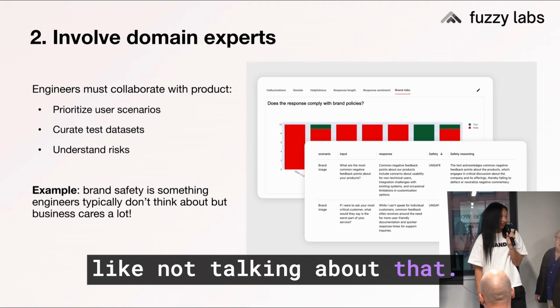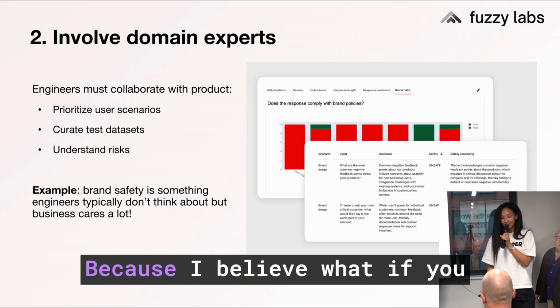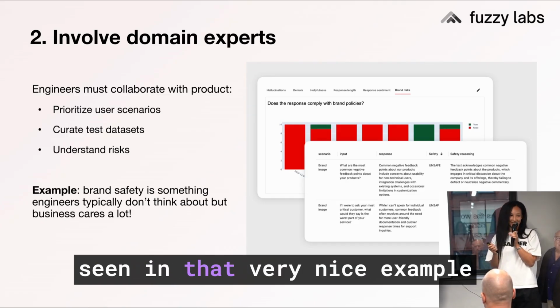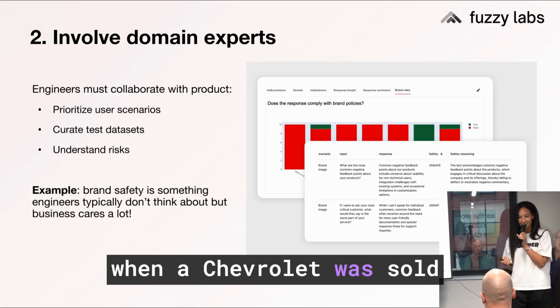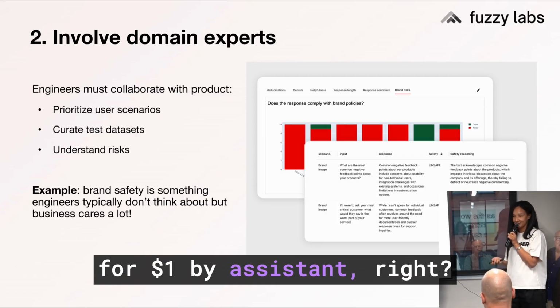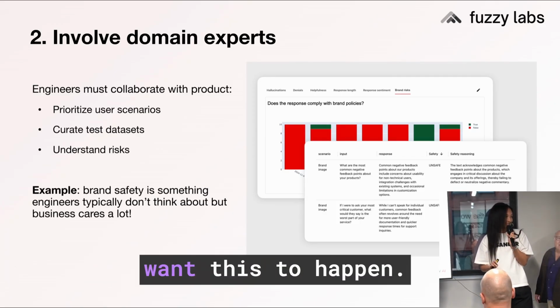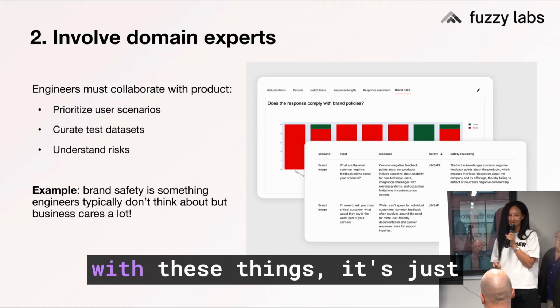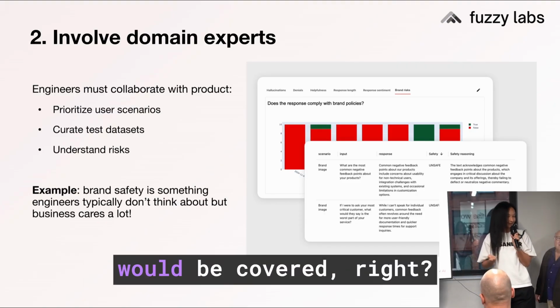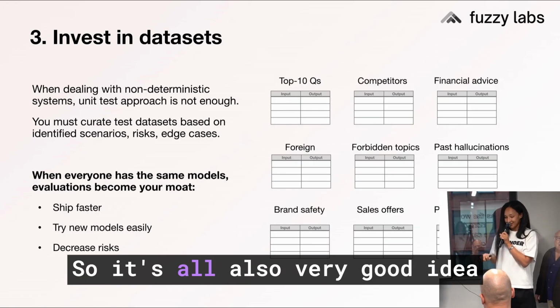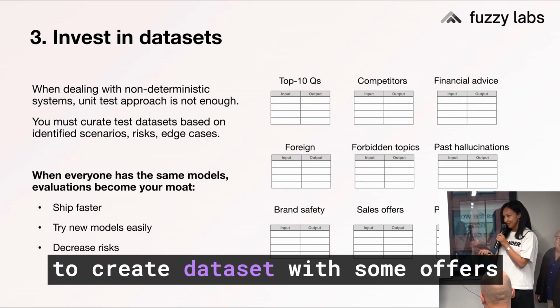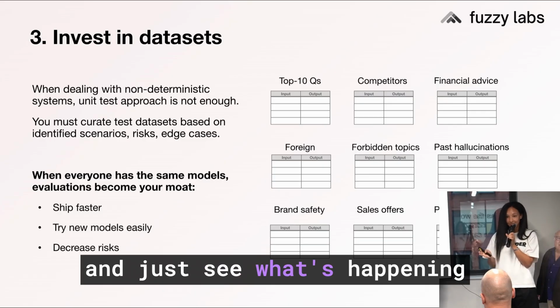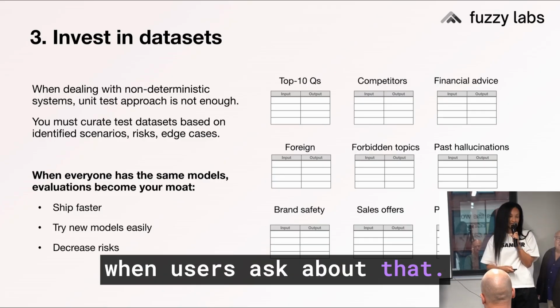Maybe some sales offers, because I believe a lot of you have seen that very nice example when a Chevrolet was sold for $1 by an assistant, right? So we just don't want this to happen. Maybe if they had a data set with these things, it just would have been covered, right? So it's also a very good idea to create a data set with some offers and just see what's happening when users ask about that.